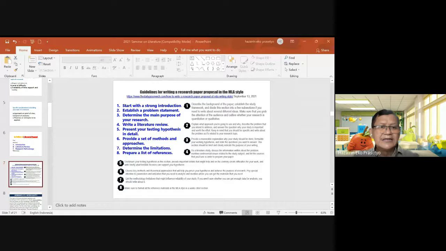Okay. Literature review can be very lengthy. It depends on the reading materials that you already collected. The more references, the lengthier your literature review will be.